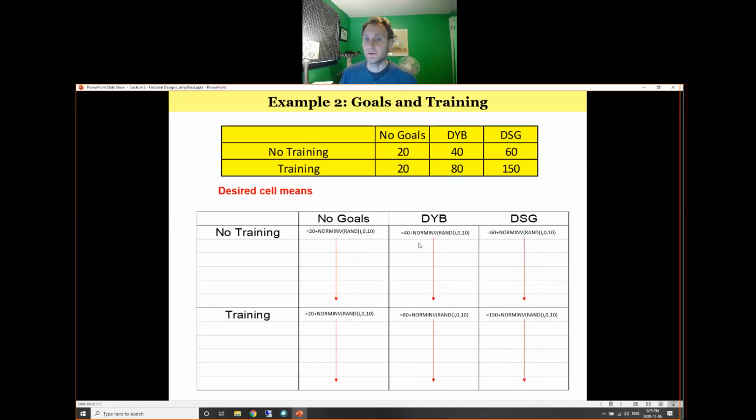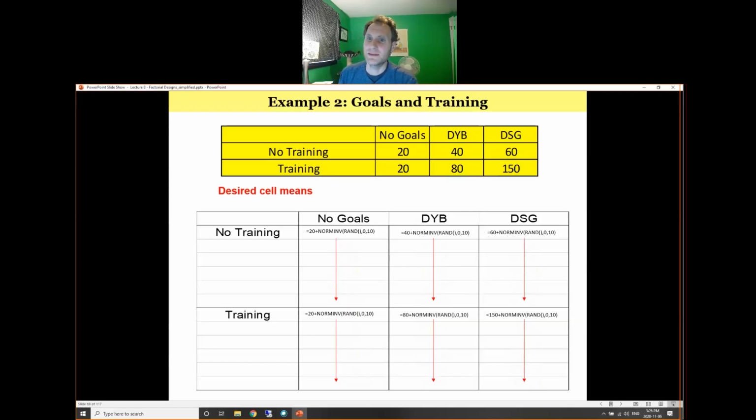Likewise, I do the same thing for the other cells, except here I have a mean of 40, a mean of 60, corresponding to a mean of 40, and a mean of 60. Likewise, 20, 80, 150. Notice that I always have the same variance because I'm assuming that all of these distributions have the same variance, homogeneity of variance.